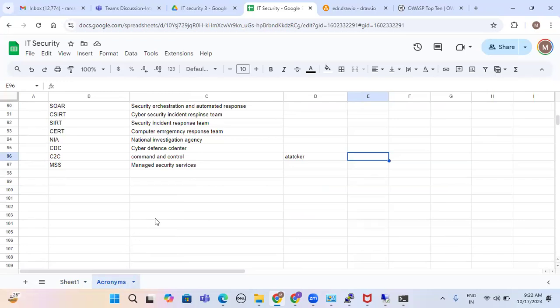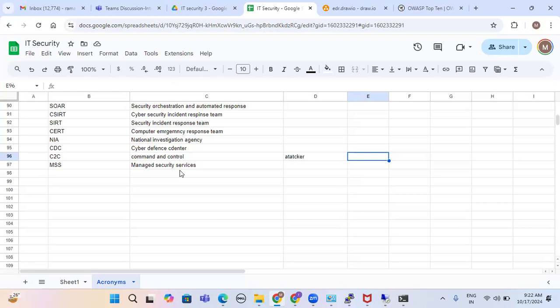Whenever an incident is triggered, these managed security services will take care of the overall responsibility and accountability for the investigation, whether it is compromised or not compromised. That team we can call the MSS team.